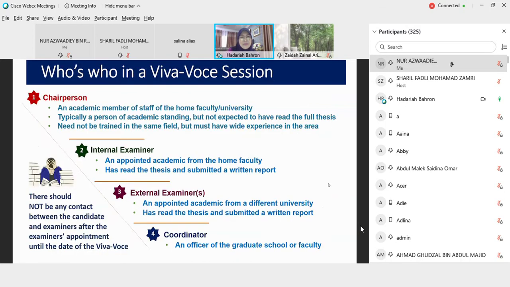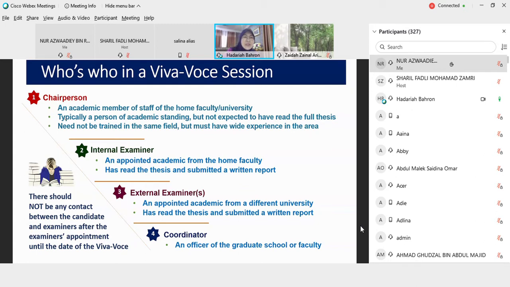So who is who in a Viva session? You have a chairperson, you have an internal examiner, you have an external examiner, and you have a coordinator, and of course you have the student. Notice that a supervisor's presence is not compulsory. These people are compulsory.